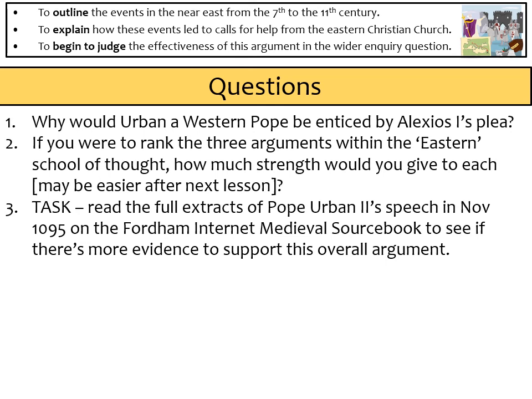If you were to rank the three arguments within this Eastern school of thought, how much strength would you actually give to each one? And what you can do to help you with that is go onto the Internet Medieval Sourcebook, start to look through the full extracts of Pope Urban II's speeches, the 5 different accounts of them, and see if there's more evidence to support any of those 3 particular points. This course is very interpretation based, so it's important that you engage with the different arguments and see whether or not there are many strengths. There's a lot of new information from this, so if there's anything that you're a bit unsure about, just send me an email. Thanks very much for listening.